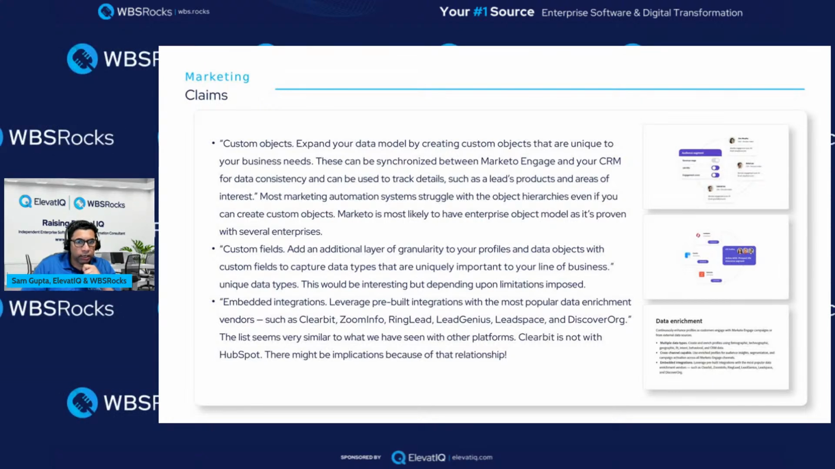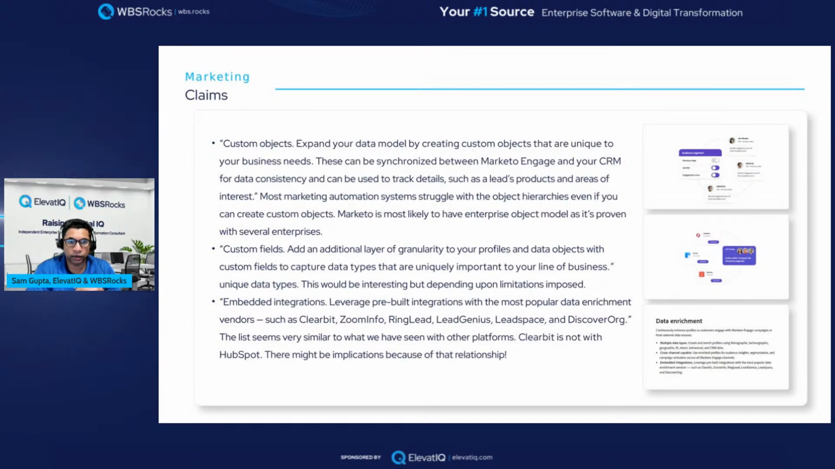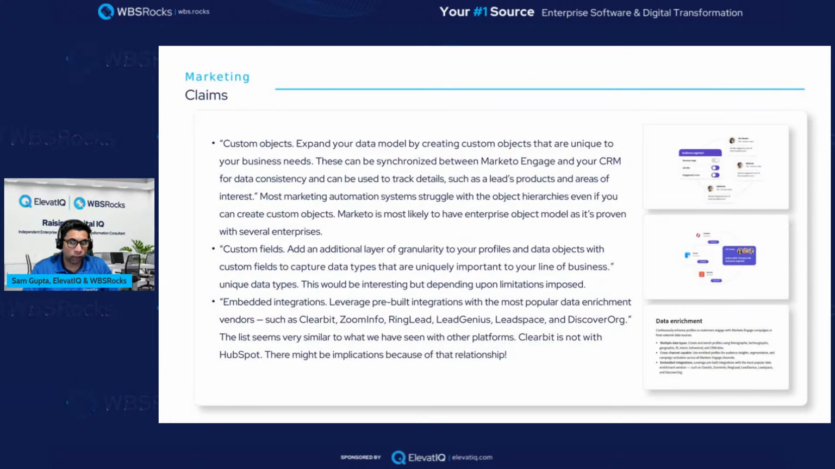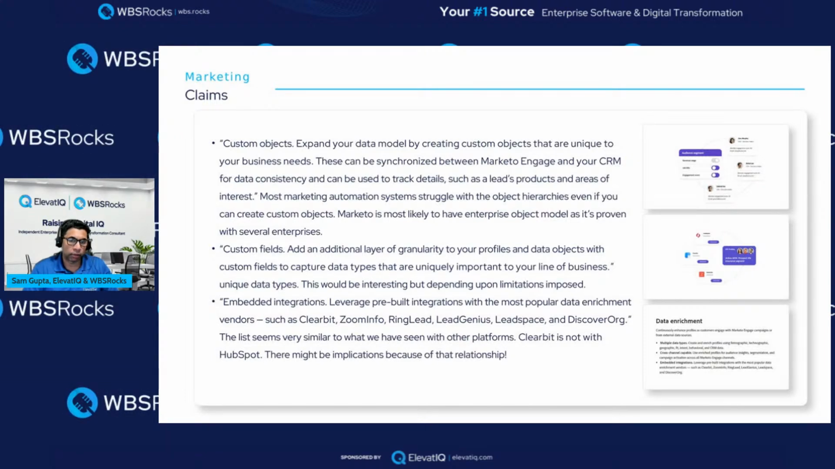Then they are talking about embedded integrations. They are saying leverage pre-built integrations with the most popular data enrichment vendors, such as Clearbit, ZoomInfo, Ringlead, LeadGenius, LeadSpace, and Discover.org. Now, in these cases, let's say you look at Clearbit. Clearbit is owned by HubSpot. So I don't know if they might still be aligned with Marketo, or they might be selling in the installations where Marketo is going to be there. And that could be a very interesting mix, because in general, HubSpot would like to have HubSpot there when Clearbit is going to be present.